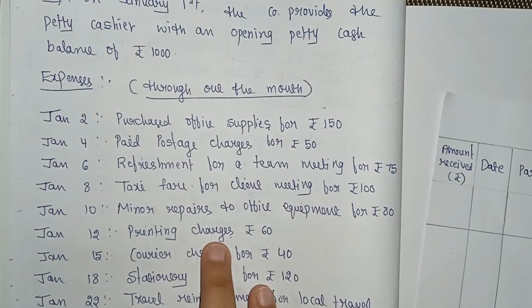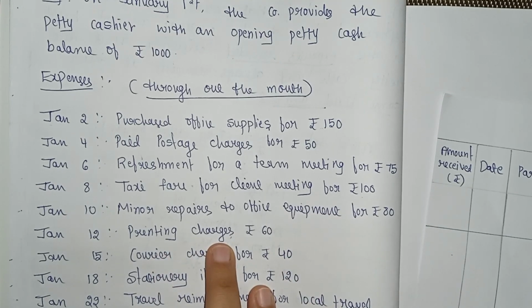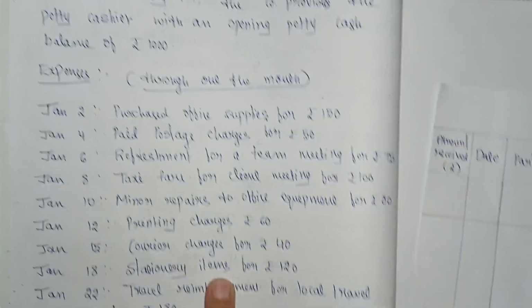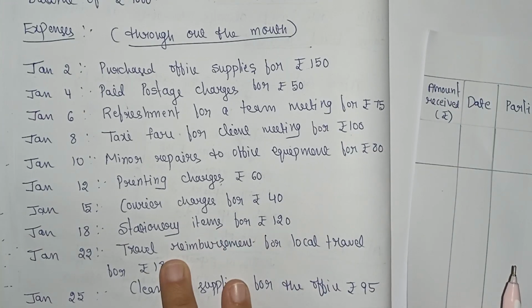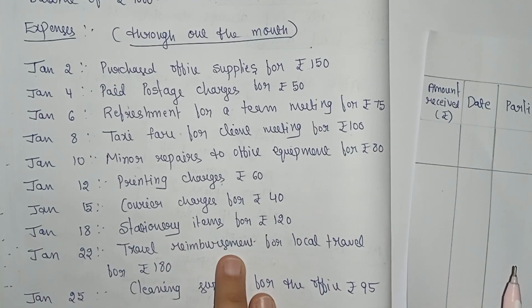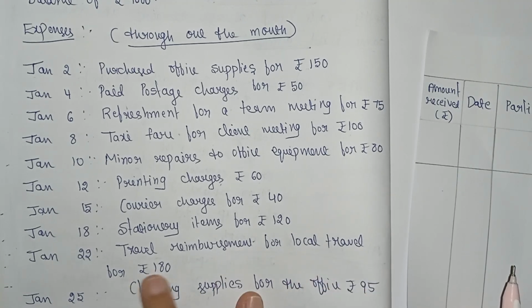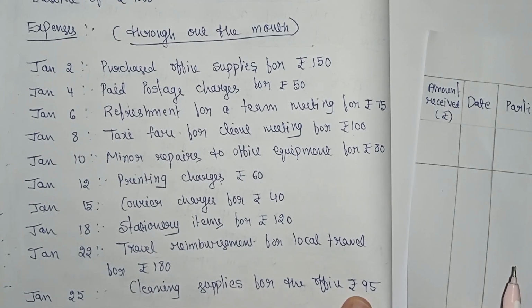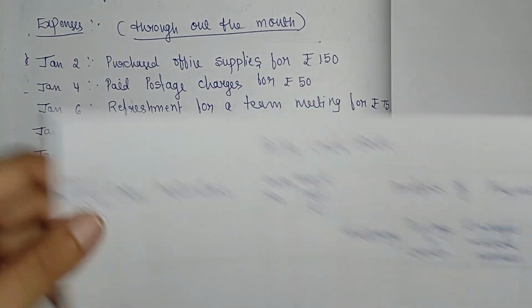Next one, printing charges. Here we will take the printing charges as miscellaneous expenses. Next one, courier charges, again postage and courier. Stationery items under stationery category. Next one, travel reimbursement for local travel for rupees 180 under travel expenses. Next one, cleaning supplies for the office rupees 95. This one comes under repairs and maintenance category. So now we will solve the problem.